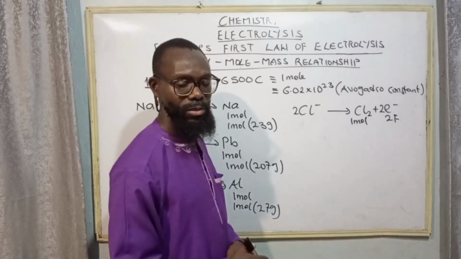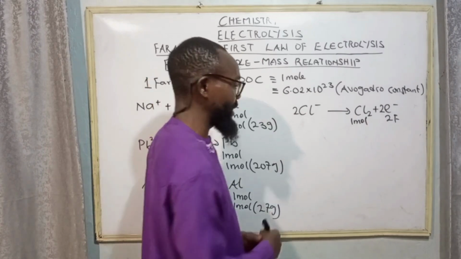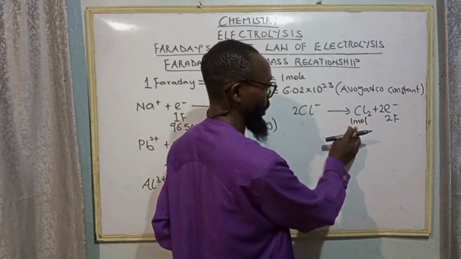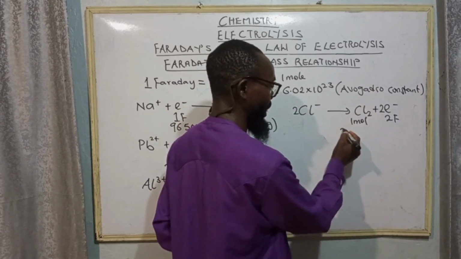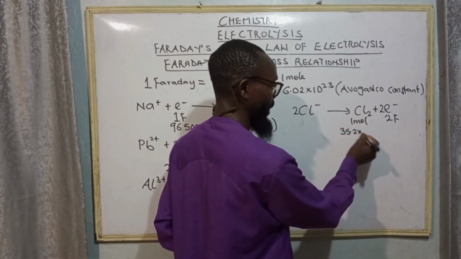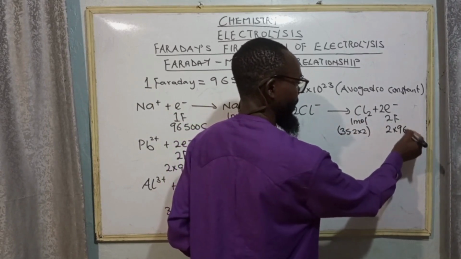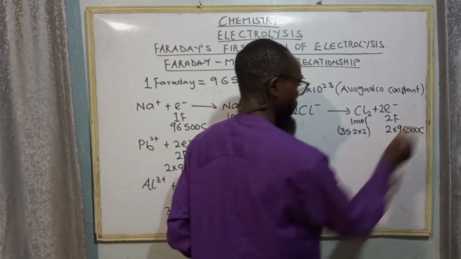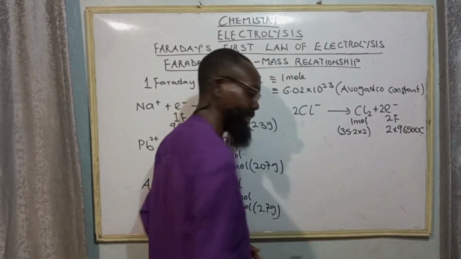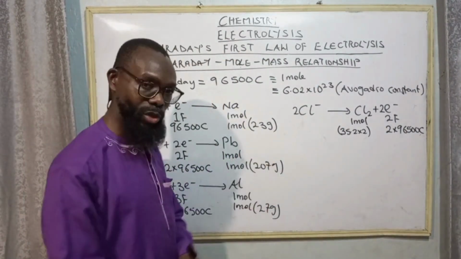1 mole of chlorine. And in terms of mass, 1 mole of chlorine will be 35.5 multiplied by 2, while this one will be 2 multiplied by 96500 coulomb. So that is 71 will give us this. That is for the chlorine.